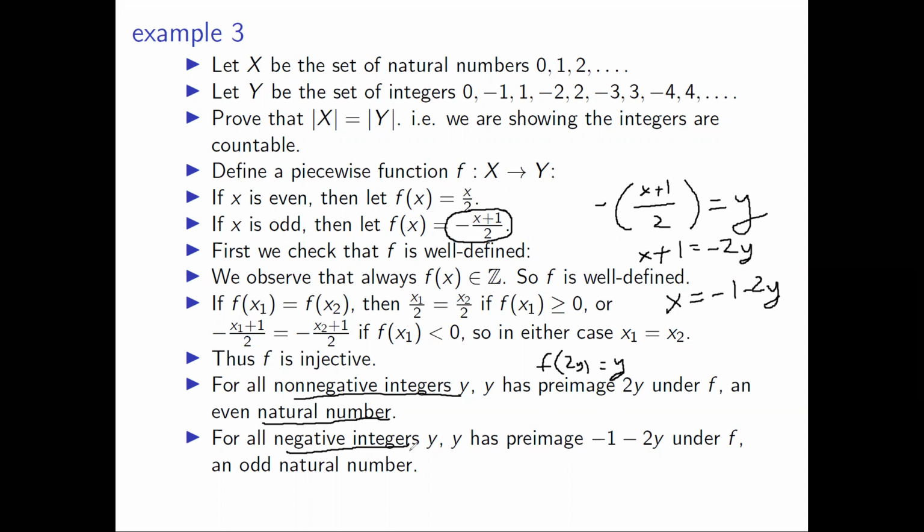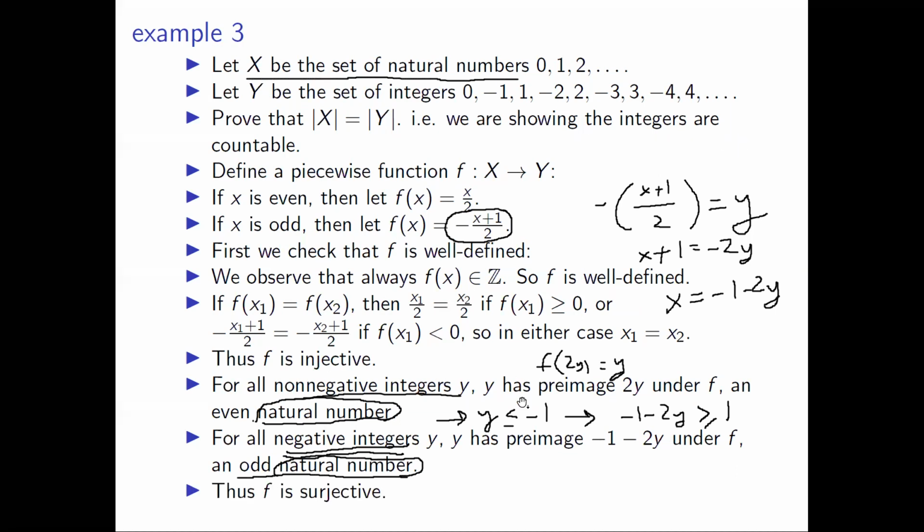And the thing I want to note about that preimage is that if y is a negative integer, this means that y is less than or equal to minus 1. If y is less than or equal to minus 1, that implies that minus 1 minus 2y is greater than or equal to 1. And minus 1 minus 2y is clearly odd, but the fact that it's at least 1 means that it's an odd natural number. So we saw that in both cases for y, we get a natural number. One of them's even, one of them's odd, but they're both natural. This means that the preimage is in our set X, the set of all natural numbers.